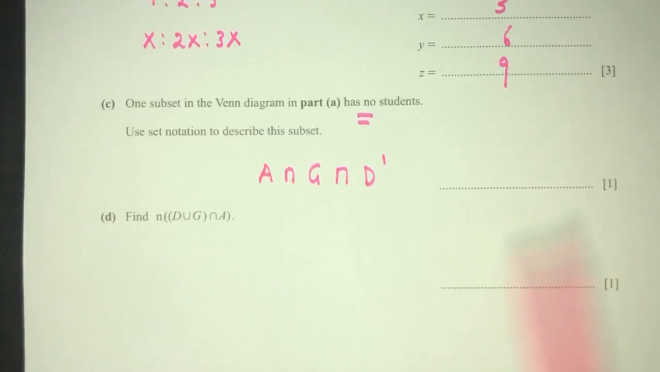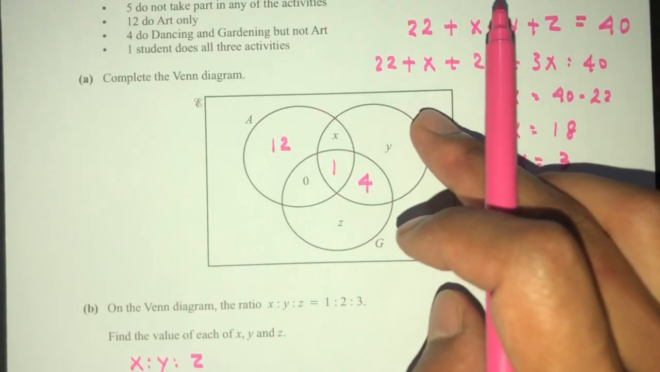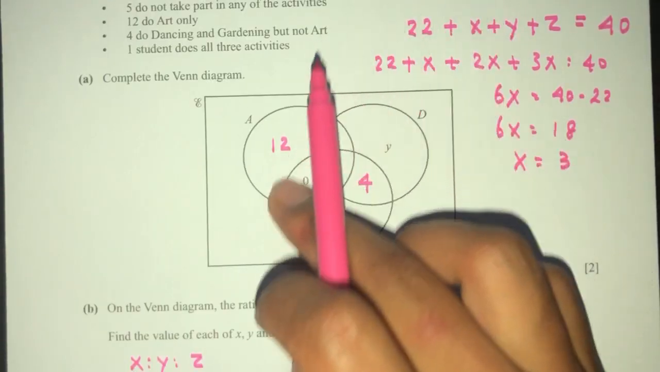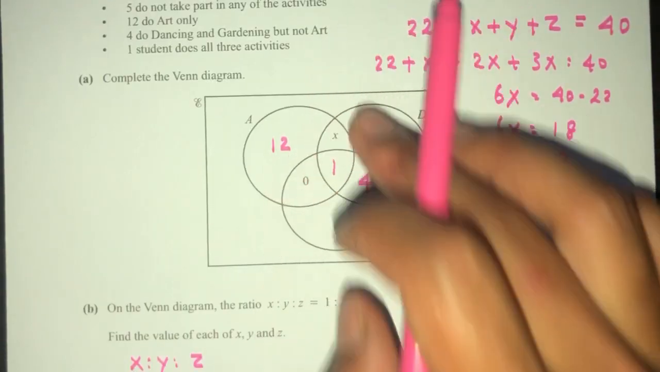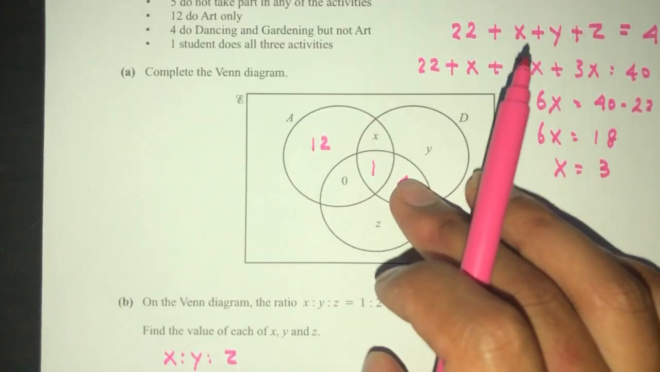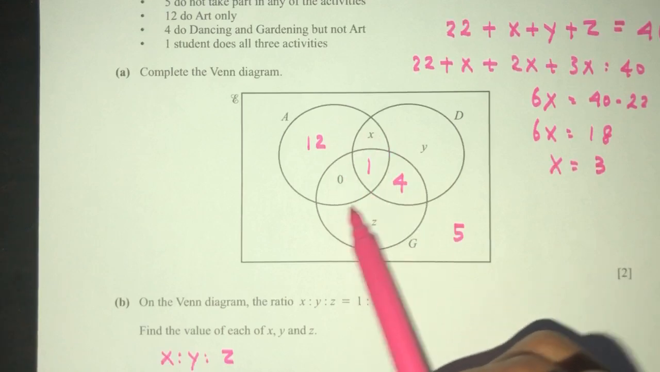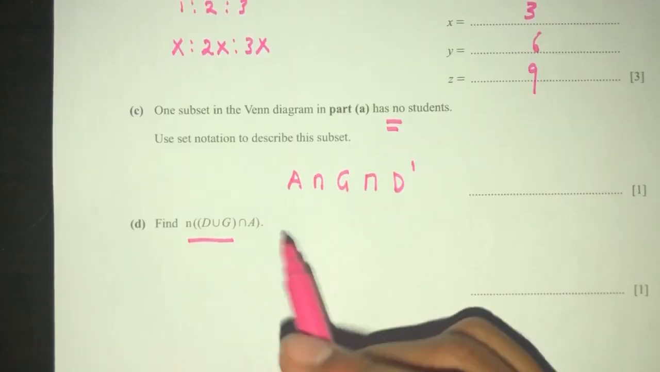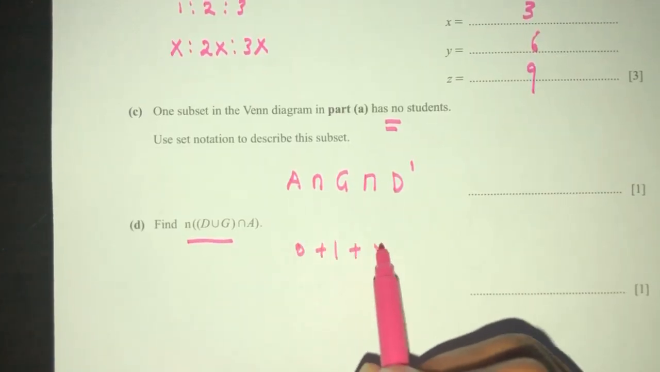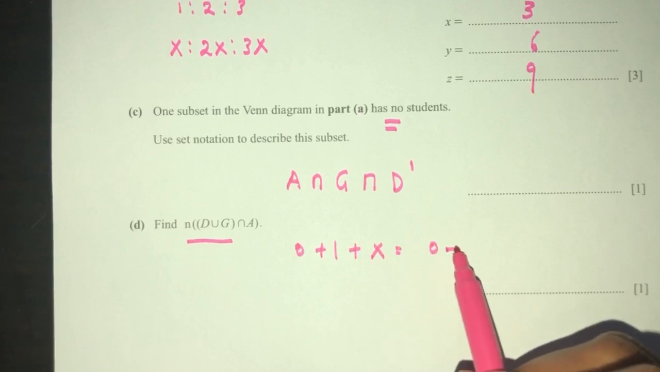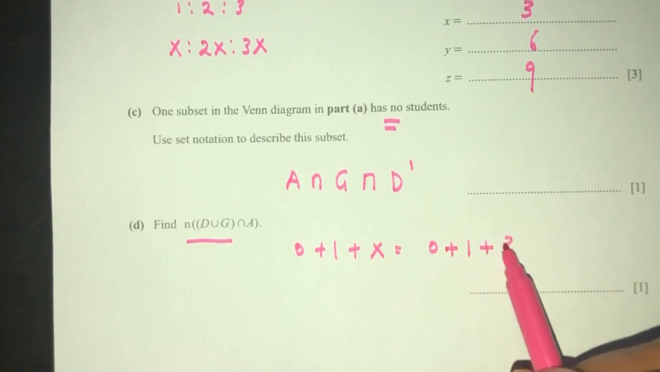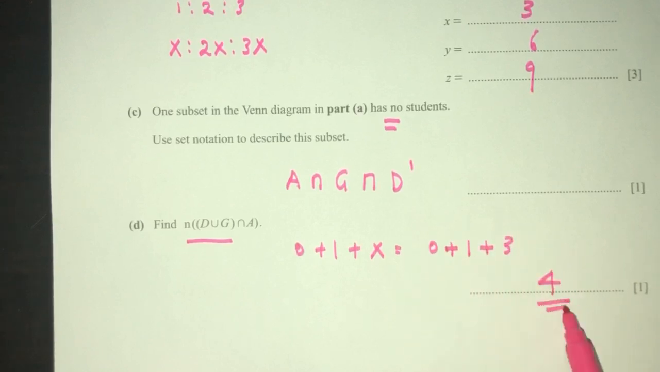Now for part D, we have to find the number right here. How would you solve this? So here we have D union G. So D union G, this whole thing first. And then intersecting A, we have this and this, we have to intersect with A. So it will be this one right here. That will be 0 plus 1 plus x. So 0 plus 1 plus x, where x is 3. And that should be 4 as your answer.